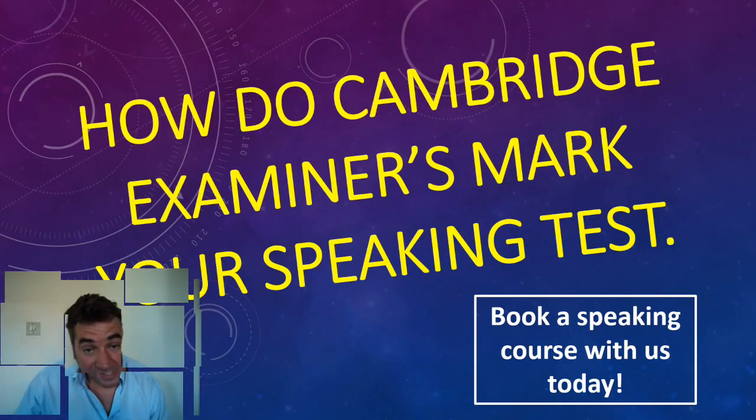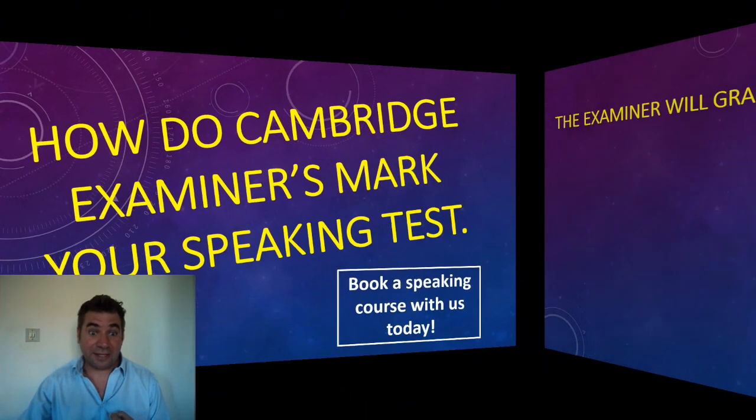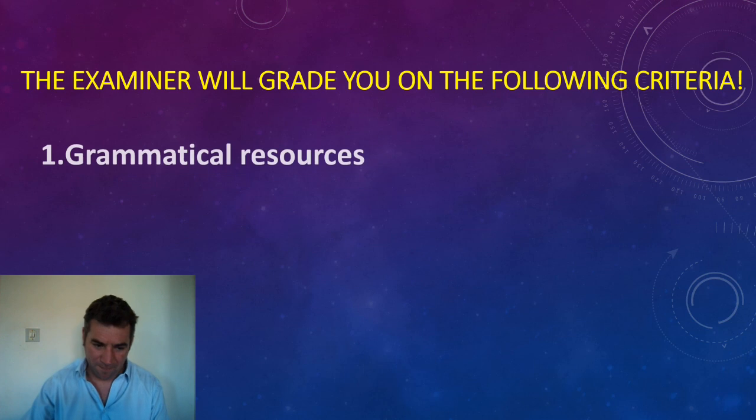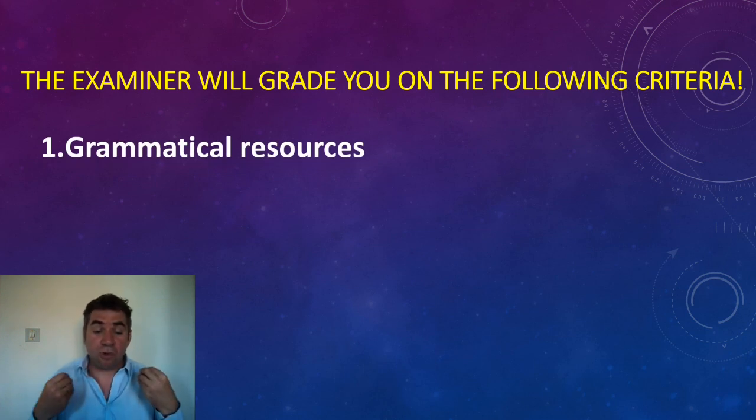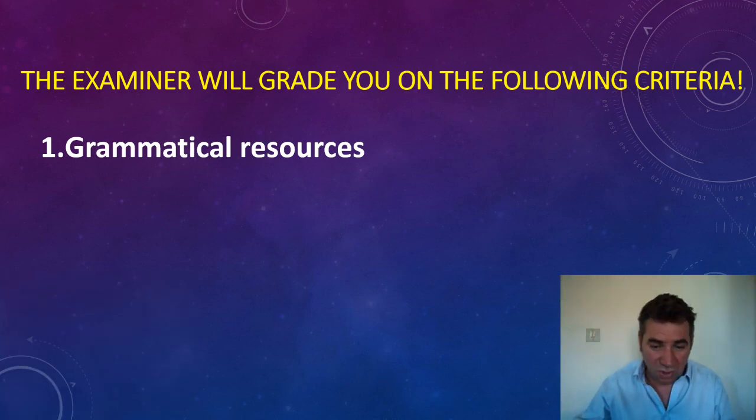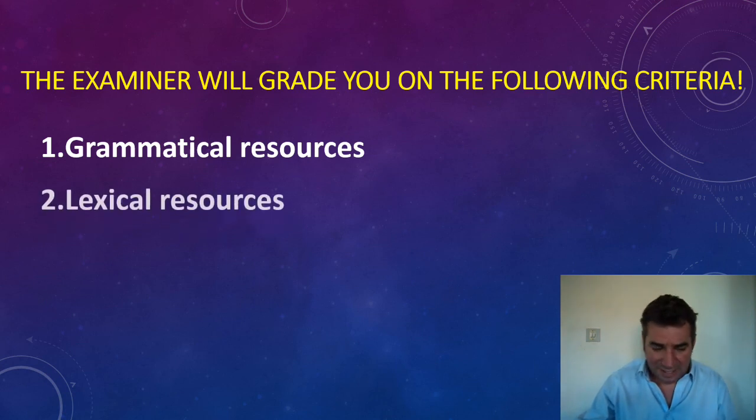So let's have a look at what examiners actually look at. And hopefully you already kind of know some of these things, but I'm going to go through them anyway. So the examiner will grade you on the following criteria, okay? And there are 5 of them. First of all, your grammatical resources, which obviously is your grammar. How many mistakes you make, if your grammar is accurate or not, things like this.